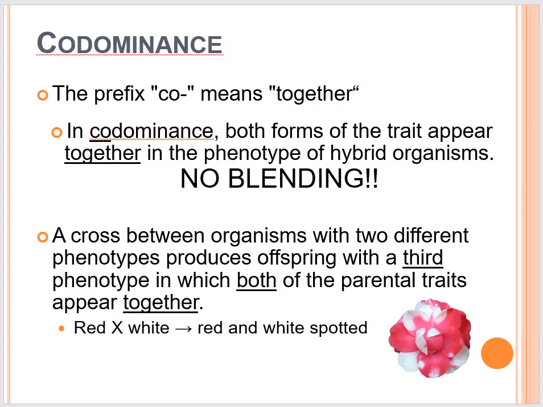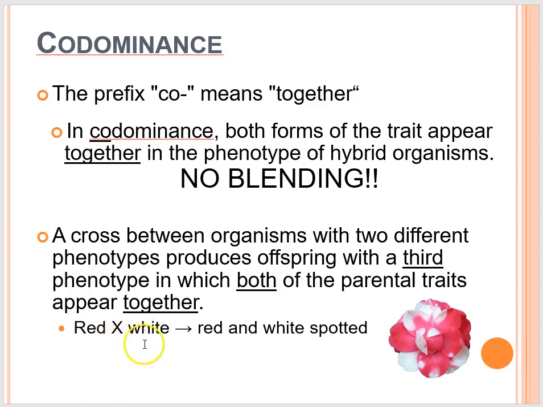First thing we're going to look at is codominance. We've had the prefix co before on a quiz. It means together. Two dominant traits or two dominant alleles being put together. On the notes, somewhere, star, bold, circle, whatever, no blending. Normally, when you see a red and a white, you put them together, what do you normally get? A pink. That's blending. With codominance, they don't blend.